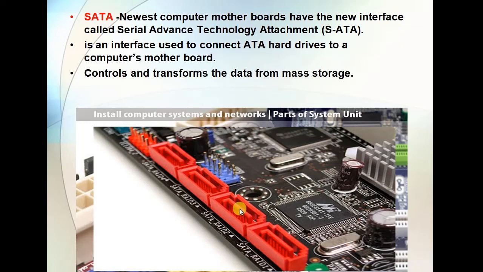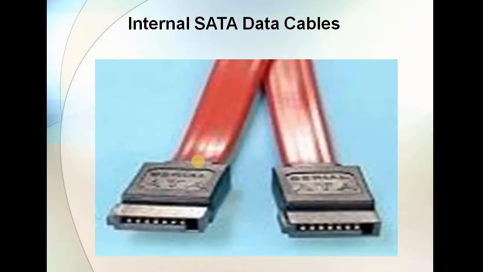From the hard disk we should have a connection to the motherboard, and that is done by these SATA ports. Like you can see here, the SATA ports are available. Basically it controls and transfers the data from the mass storage, which is nothing but your hard disk. So this is the SATA cable. One end will be connected to that particular slot and one will be attached to the hard disk, based on the settings.